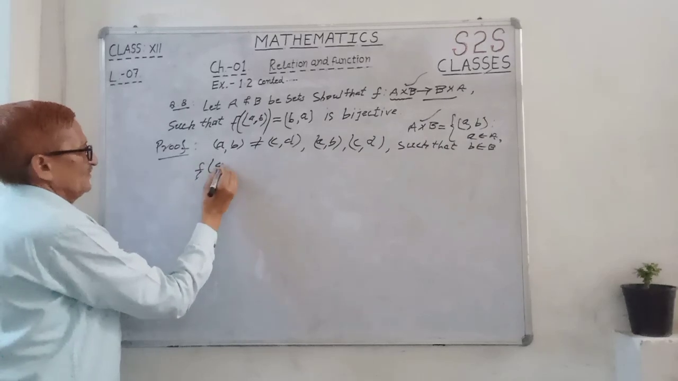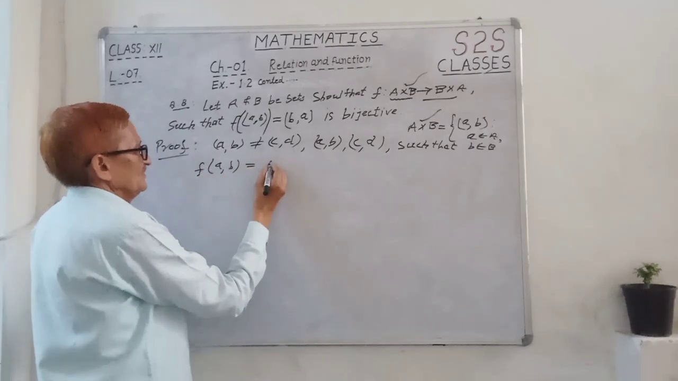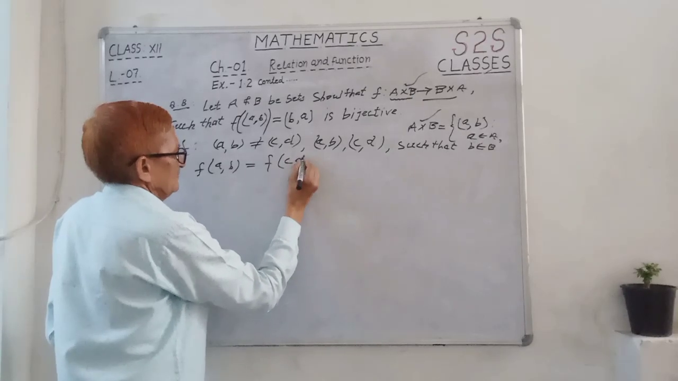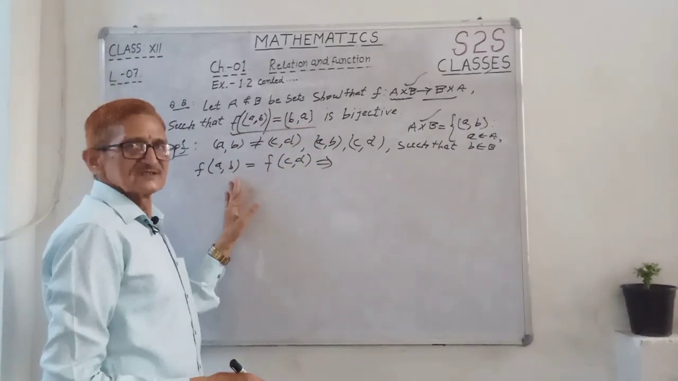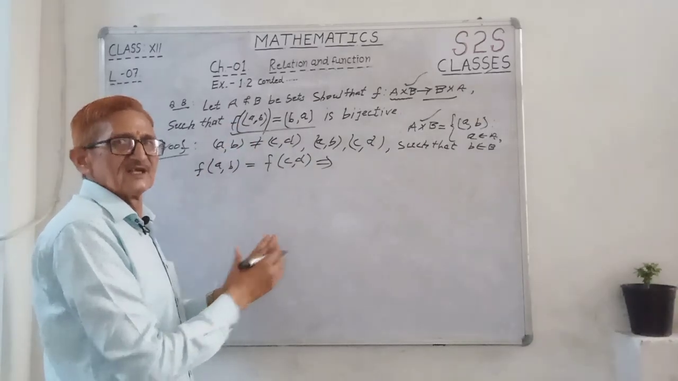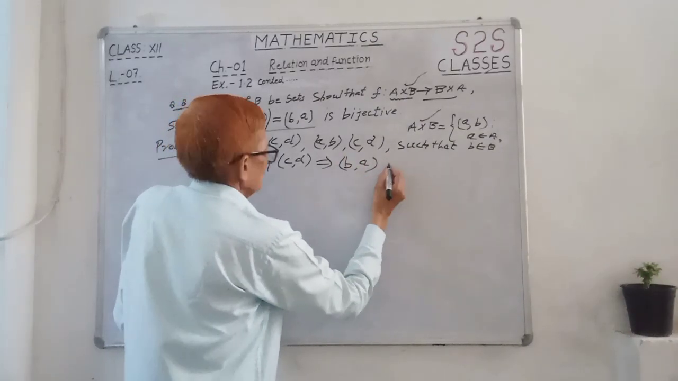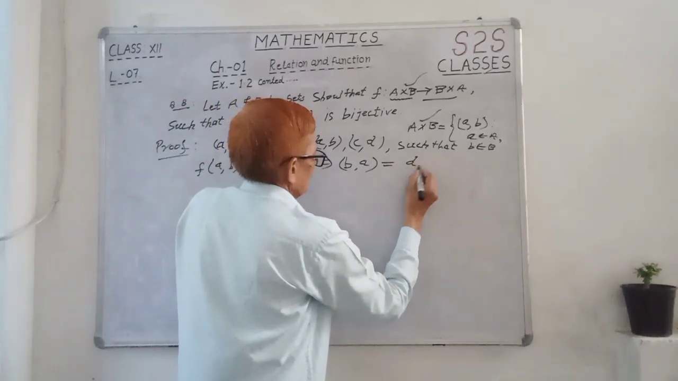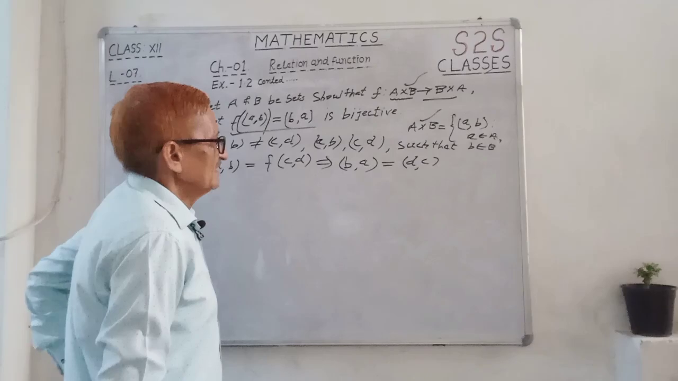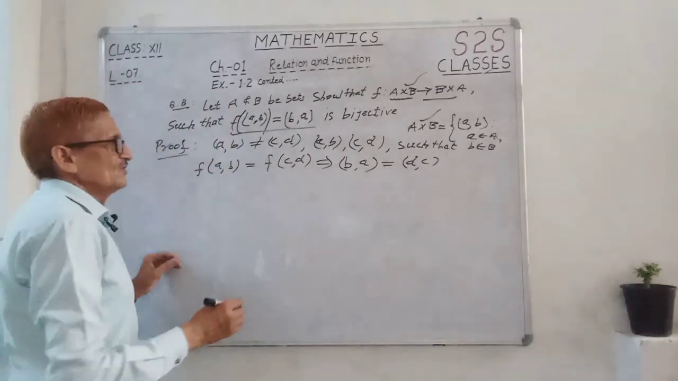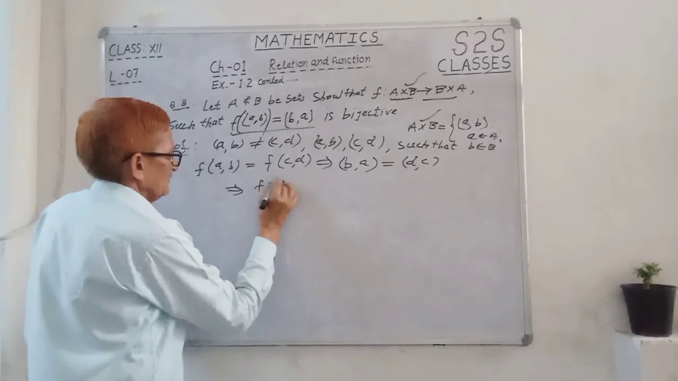Such that the image f of (a, b) is equal to f of (c, d). Applying the definition, f of (a, b) is equal to (b, a). Like this, the function, when applied on (a, b), gives the output (b, a). Then (b, a) is equal to (d, c). If these are equal, then we can say that (a, b) is equal to (c, d). It means it is one-one. So this implies f is one-one.